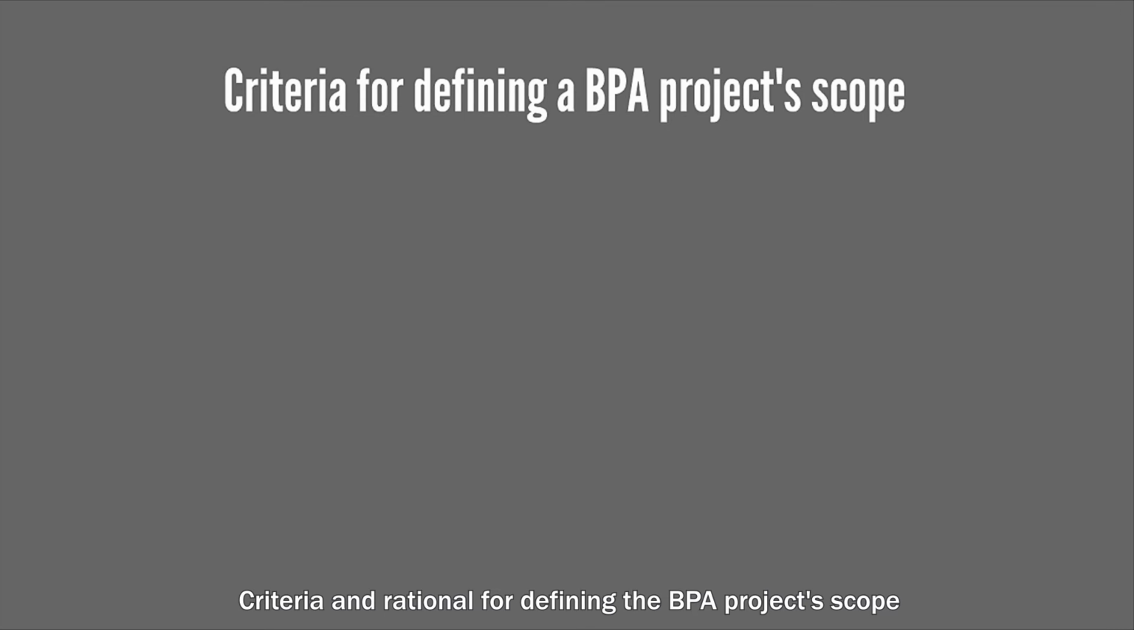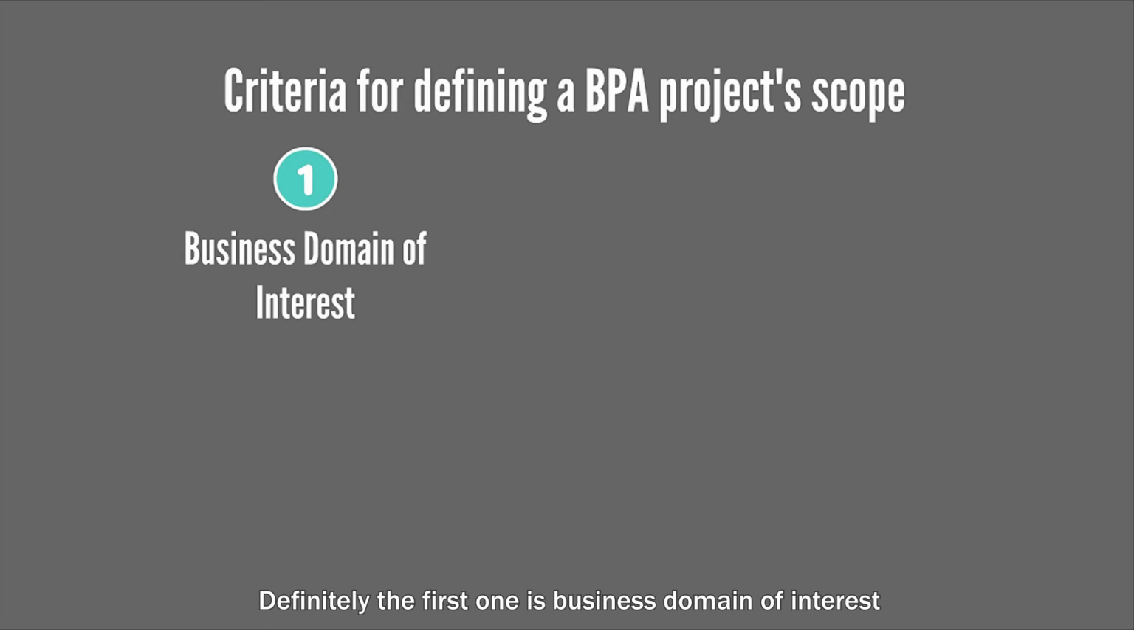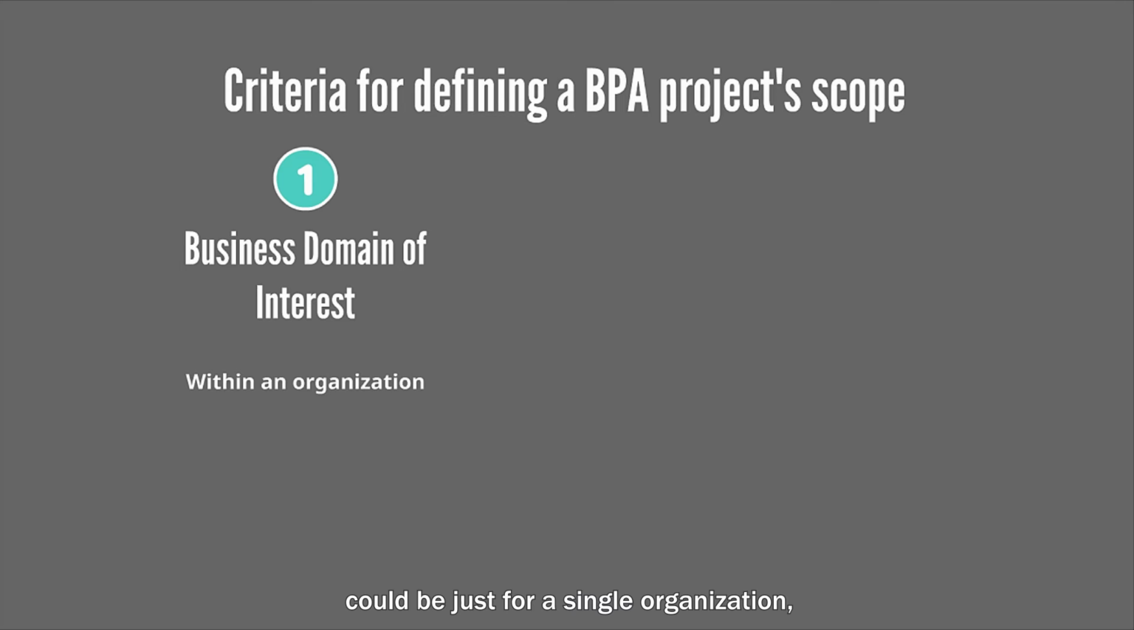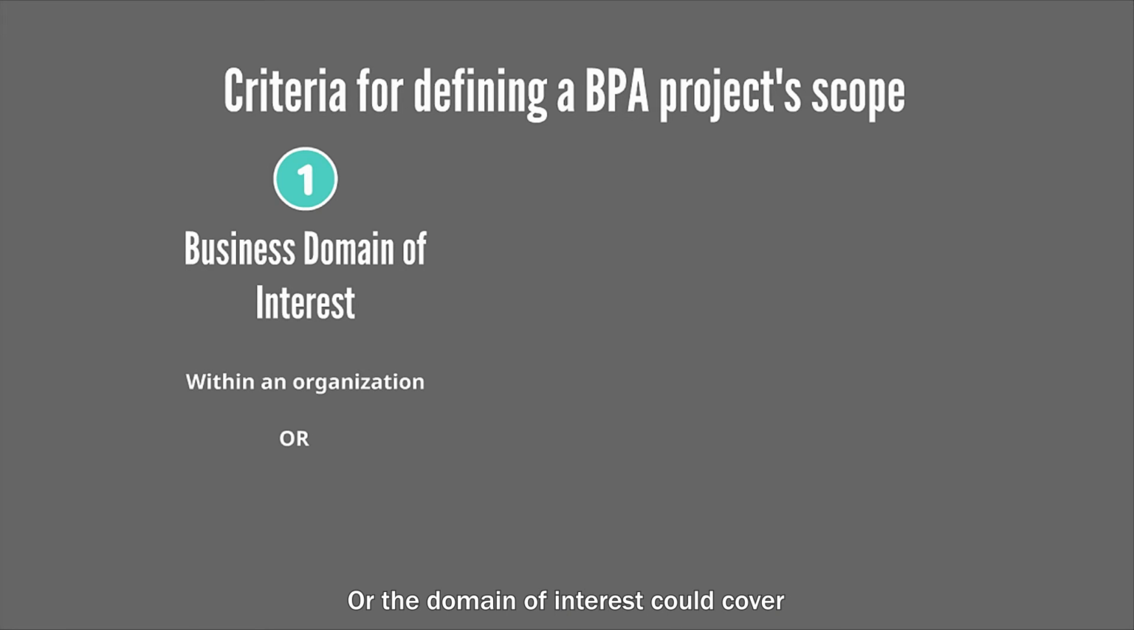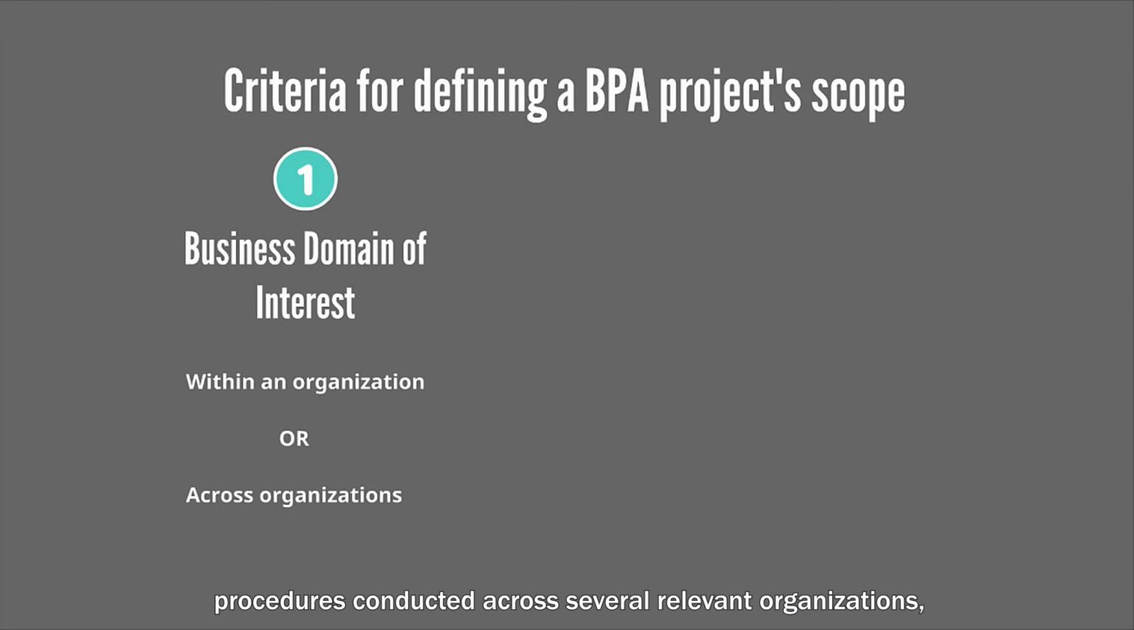Criteria and rationale for defining the BPA project scope depend on at least the following criteria. Definitely the first one is the business domain of interest. The domain of interest could be just for a single organization. For example, the coverage could cover the procedures and document transactions required within a particular government department.